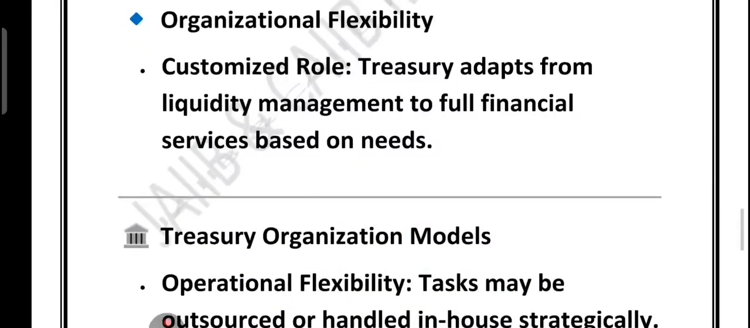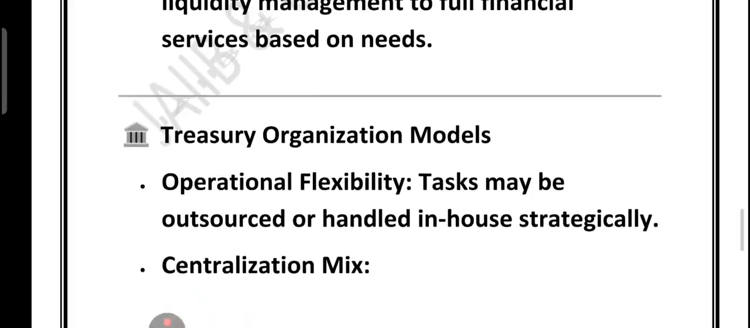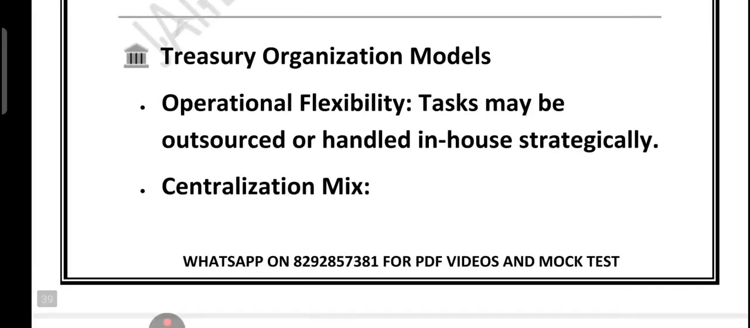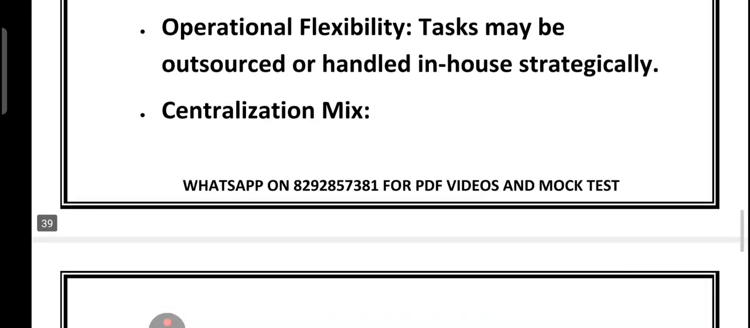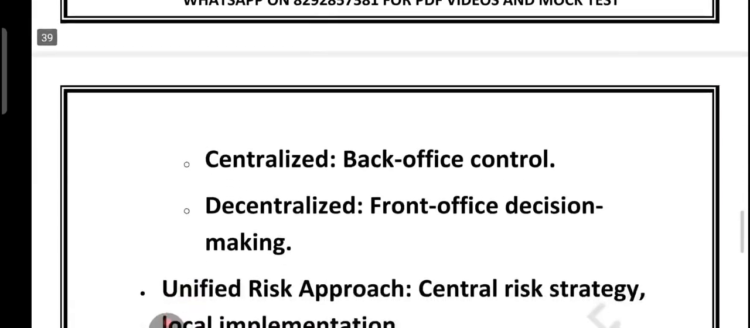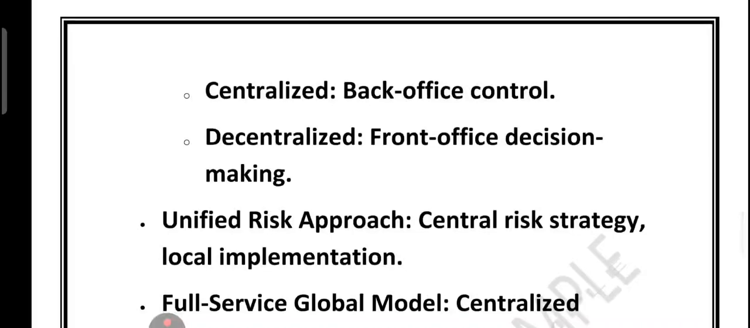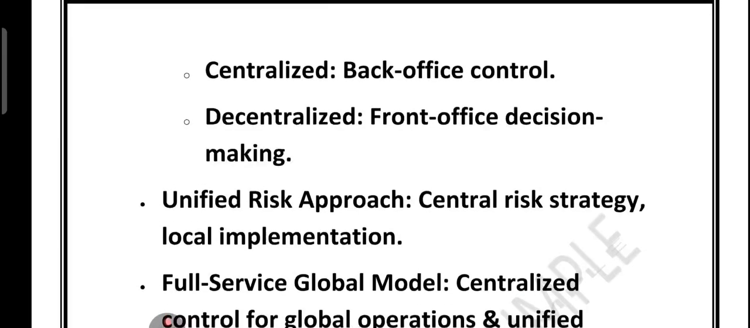Let's talk about organization flexibility. Treasury adapts to the company's needs, from simple liquidity management to full financial service. Look at the treasury organization model. First of all, we have operational flexibility, which means tasks can be outsourced or handled in-house based on the strategy. Centralized means back office control and supervision. Decentralized means front office decision making near operations, right? That is called centralization and decentralization.